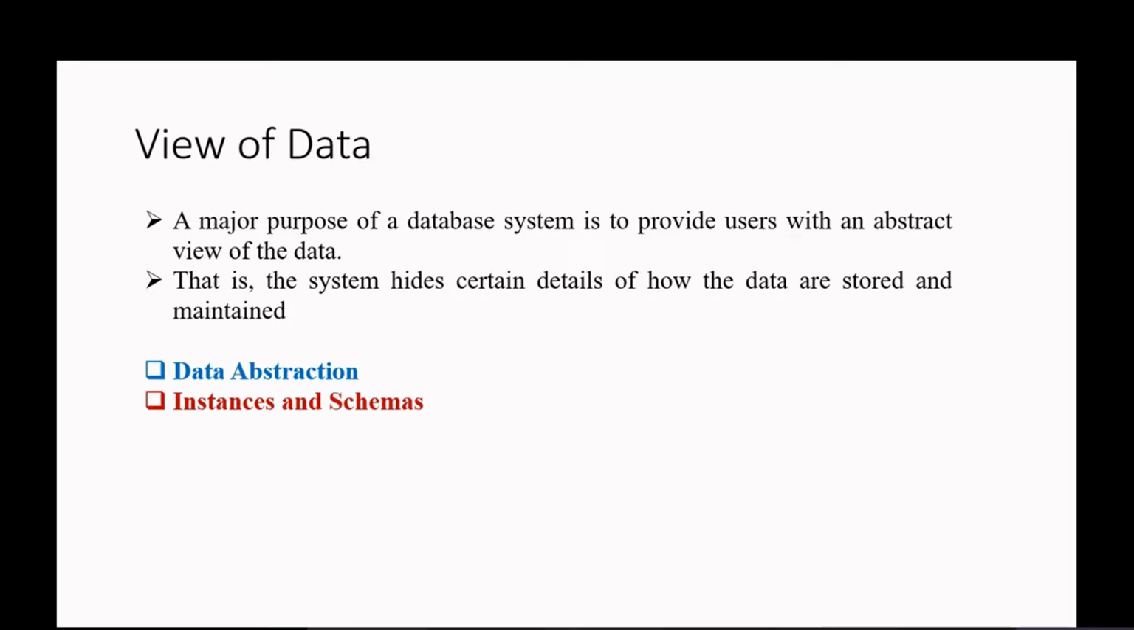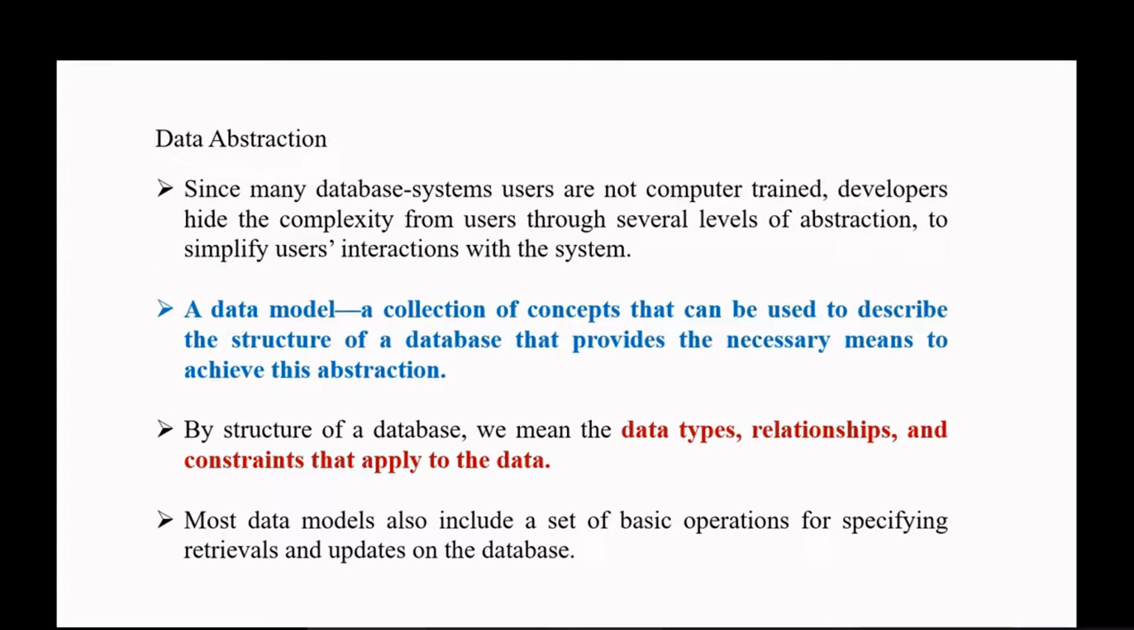So when we talk about the view of the data in the database, there are two important concepts. One is the data abstraction and the second one is the instance and schema. Data abstraction means hiding the level of implementation. We always say this is the abstract way. I am telling you this is the input and you will get the output, but the inner detail of how it is converted or implemented is hidden. This is simply a black box.